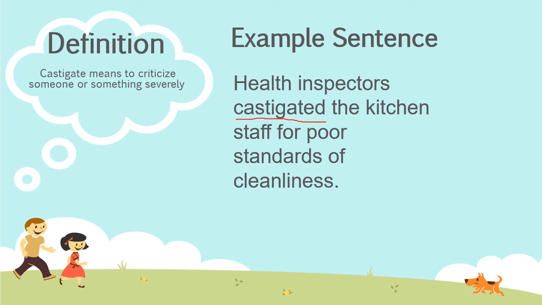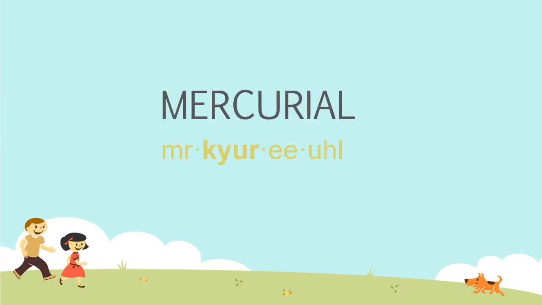So let's move on to our second word. Mercurial. Our second word is mercurial. How to pronounce it? We are going to break it into four parts over here. Mercurial. Repeat after me.